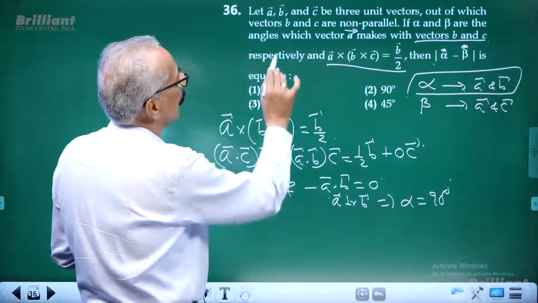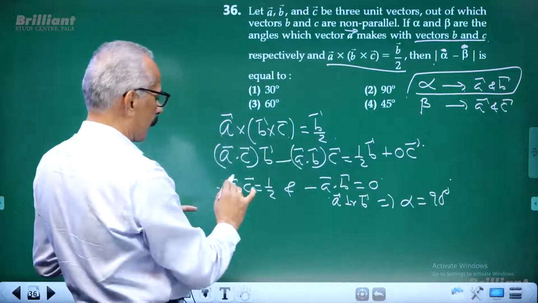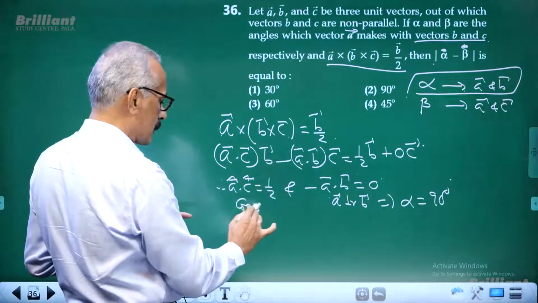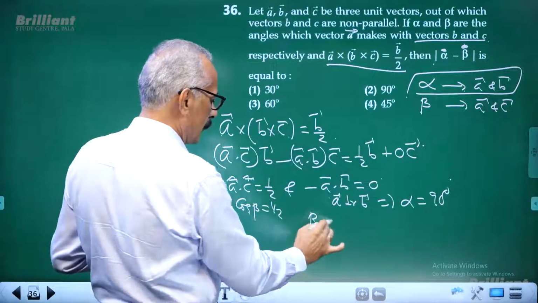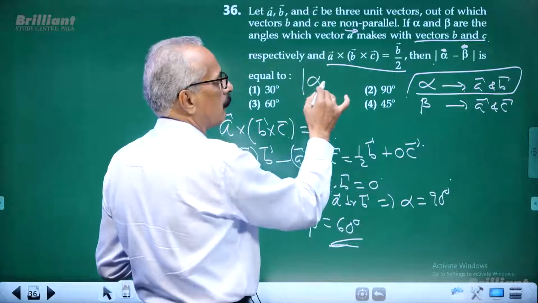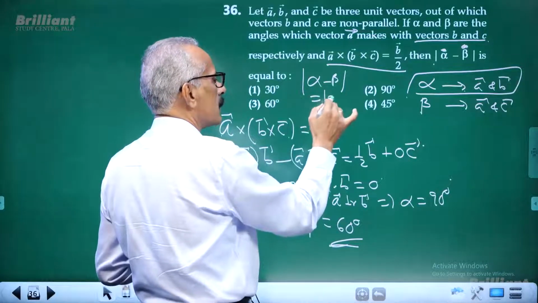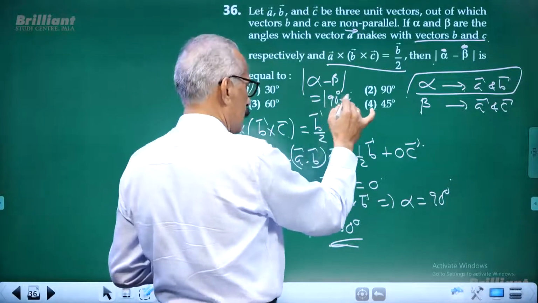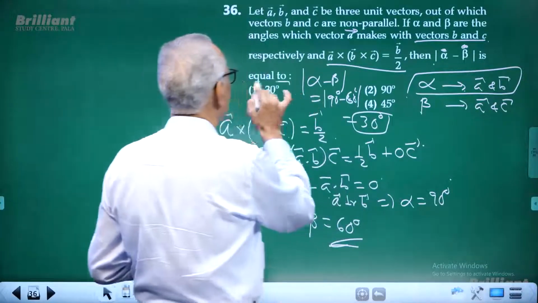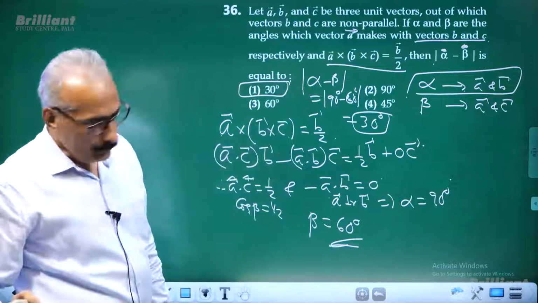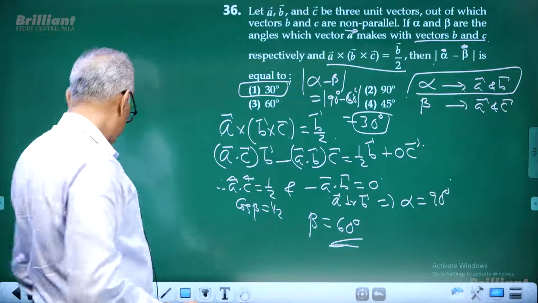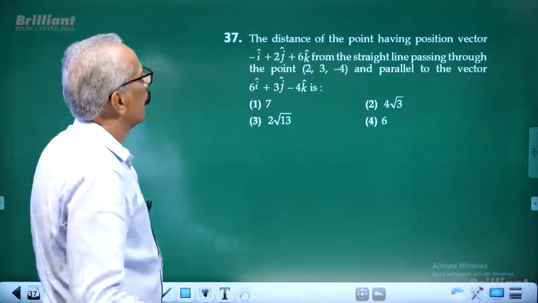A dot C, A, B, C are unit vectors. They are all unit vectors, cap and cap. So this will become cos beta, angle between A and C. Cos beta is equal to half. Therefore, beta is equal to what there? 60 degree. What do you want? You want modulus of alpha minus beta. That is modulus of 90 degree minus 60 degree. That is equal to 30 degree. Your answer is 30 degree. 1 is your answer. All right, fine. Well, we move on to the next.